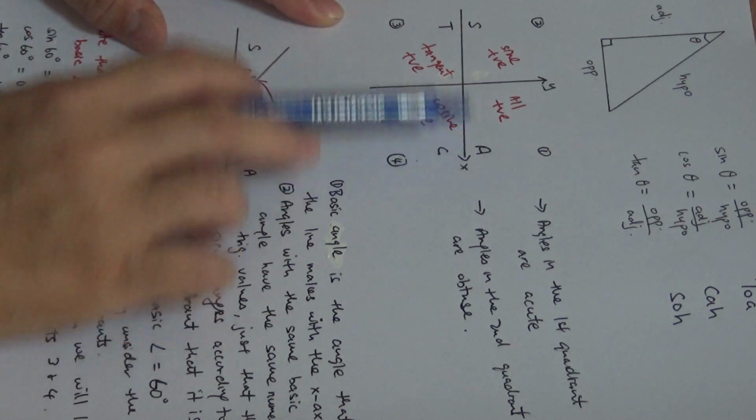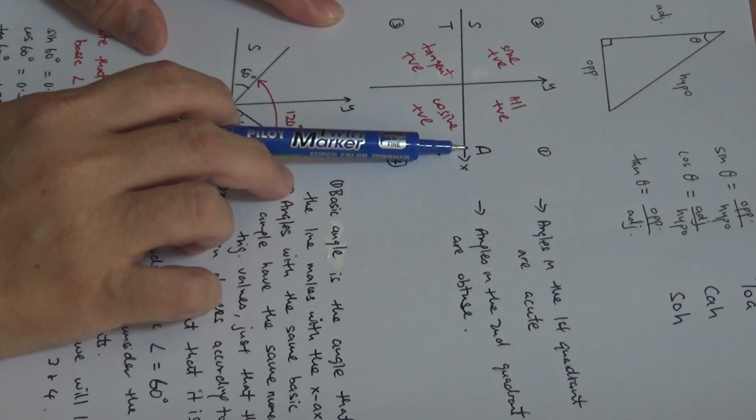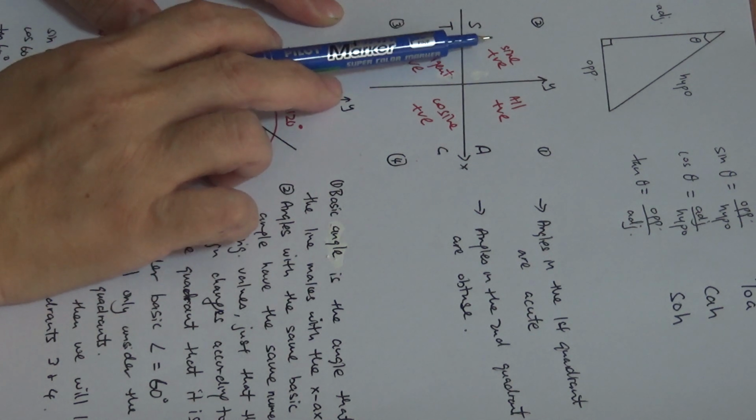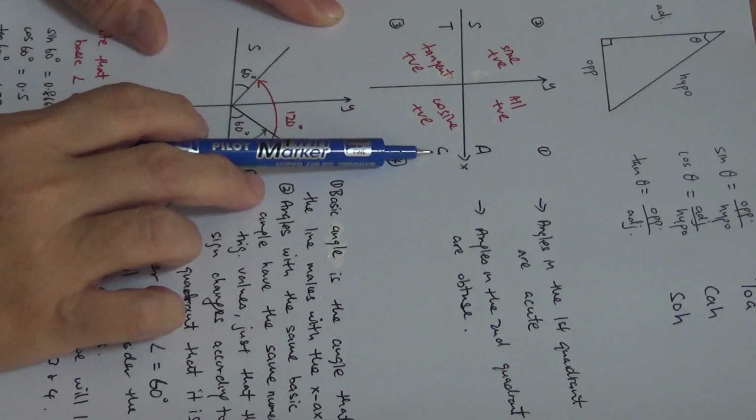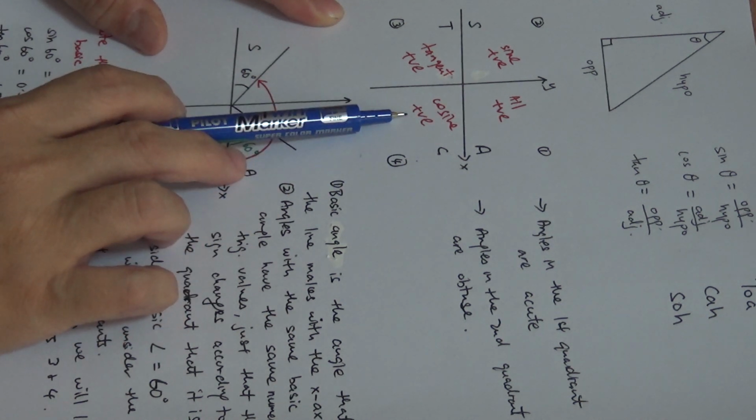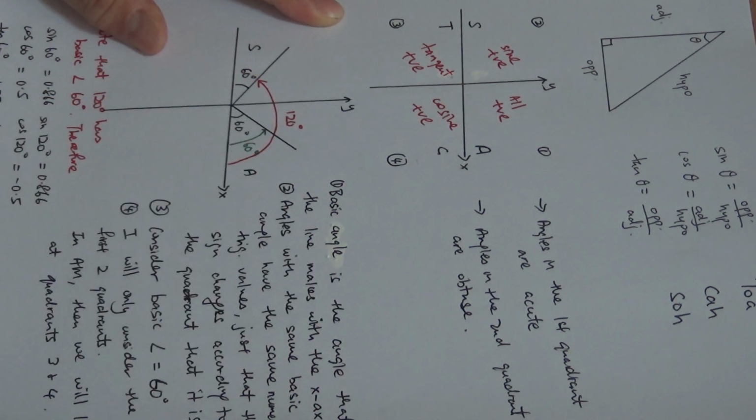Now, what do we mean by CAST? A stands for all positive, S stands for sine positive, T stands for tangent positive, and C stands for cosine positive. Now, all of you please take note.